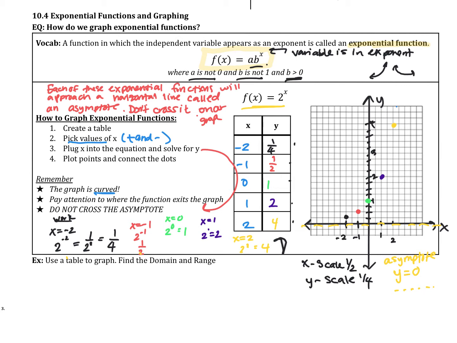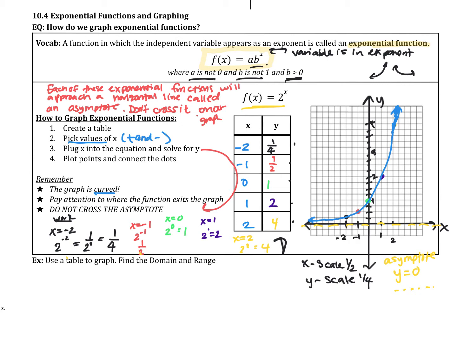All right, I'm going to try that again. All right, that's a little better. Make sure your graph has arrows on the ends, and make sure this end is going up towards infinity and this end is getting closer and closer and closer, but not crossing the x-axis.